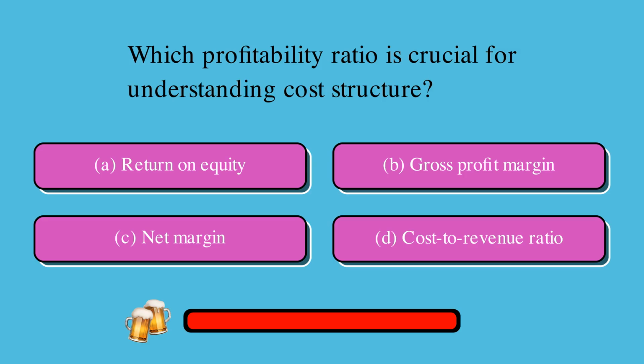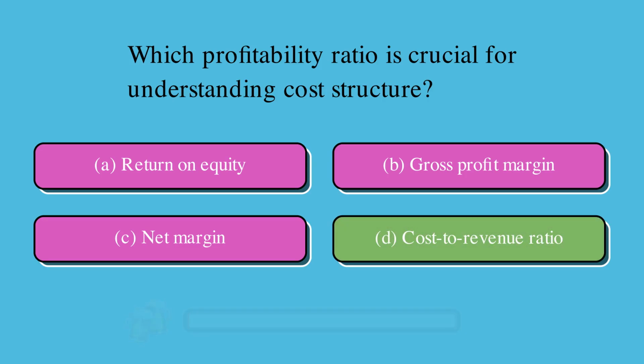Which profitability ratio is crucial for understanding cost structure? Is it A, return on equity, B, gross profit margin, C, net margin, or D, cost to revenue ratio? The correct answer is D, cost to revenue ratio.